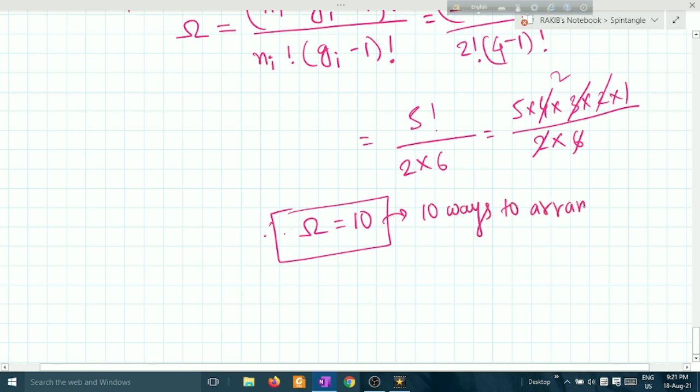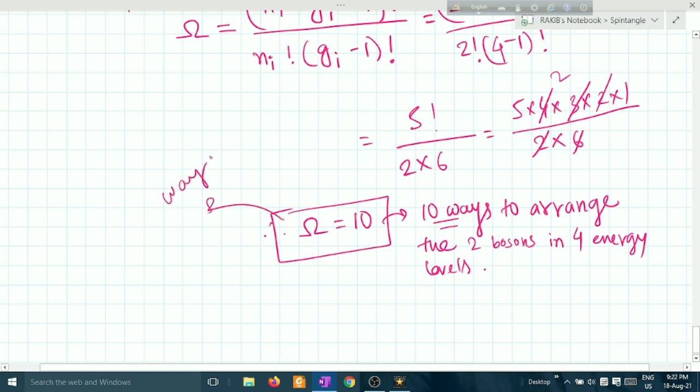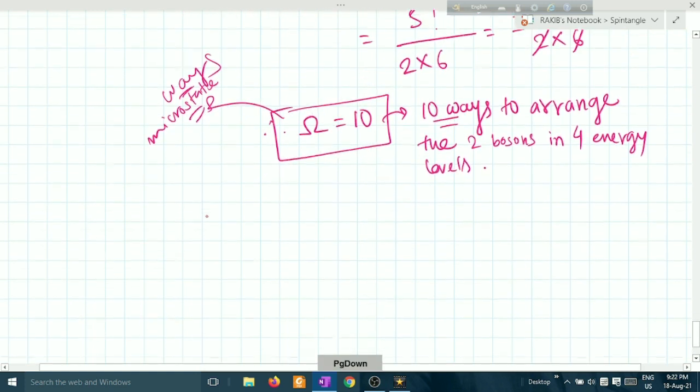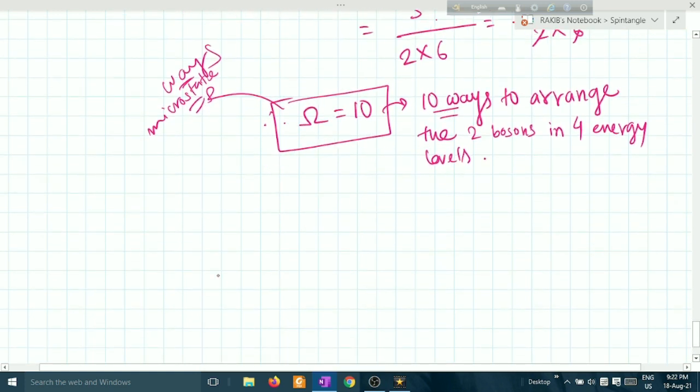This means what? To arrange the 2 particles, 2 bosons. I am writing these 2 bosons in 4 energy levels. Okay, 4 energy levels. That you have 4 energy levels, and you have to distribute two bosons, and what will be the number of ways? This is the microstate, nothing but this is ways. This is called ways, or this is called microstates. Okay, in the lecture of microstate and macrostate, I think you can easily calculate this thing. You know this thing. This is what is microstate and what is number of ways. That means the number of ways will be 10.